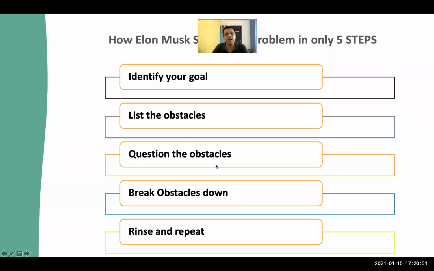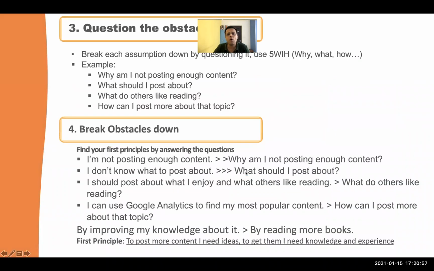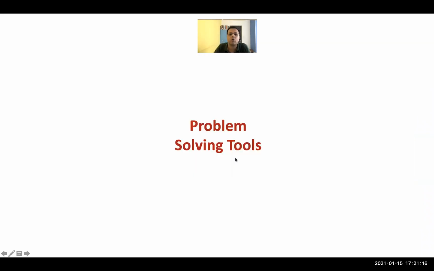And have you really come to a conclusion that this is an obstacle, and how do you overcome that obstacle? That's what one of the first principles techniques does. Okay, and he gives an analogy here. One bit of advice: it is important to view knowledge as a sort of semantic tree. Make sure you understand the fundamental principles, that is the trunk and the branches, before you get into the leaves or the details. Otherwise there's nothing for them to hang on to.